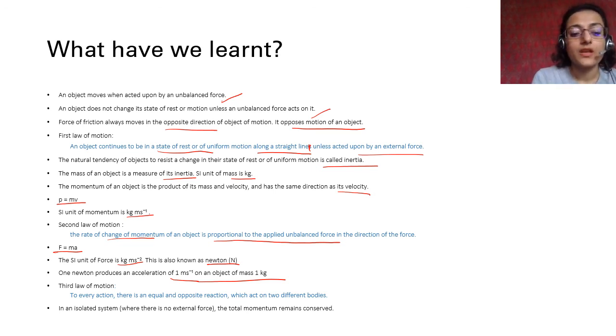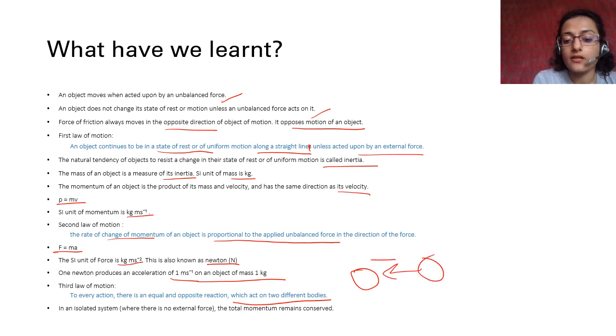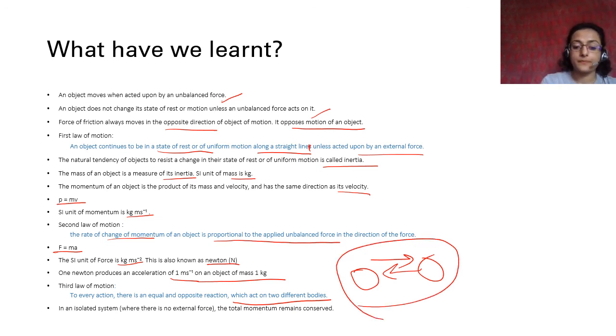If you remember. Third law of motion states that to every action there is an equal and opposite reaction which acts on different bodies. The action and the reaction both act on different bodies. They don't act on the same body, therefore they do not get cancelled out. In an isolated system where there is no external force, the total momentum remains conserved. What is a system? When there are two balls that are colliding with each other, if they stick together or if they move out together, they become one system. And the total momentum of that system is always conserved if there is no external force acting on them.